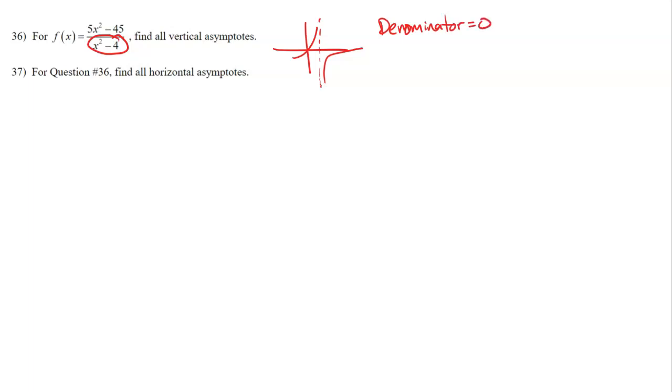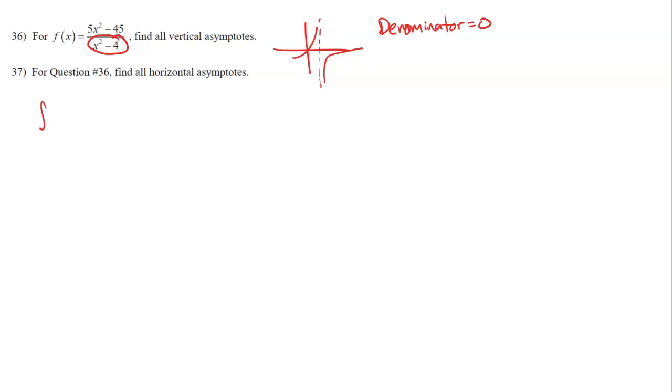One thing we do have to watch out for, though, is sometimes we might have a denominator equal to 0, but it cancels out with a factor in the numerator. And so that ends up being a hole instead of an asymptote. So let's go through, factor these out to find those points where the denominator is zero, and then we can also go back and start canceling and simplifying if necessary.